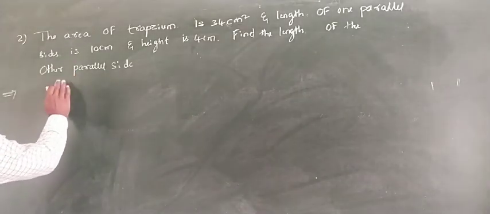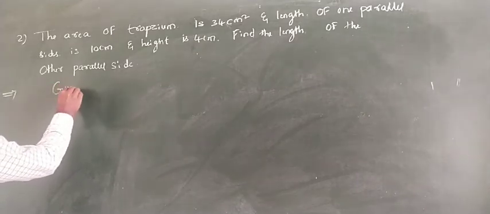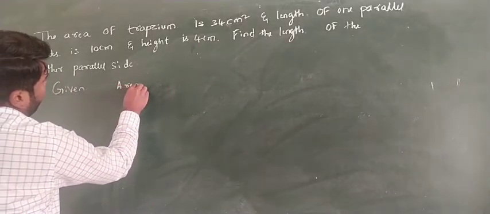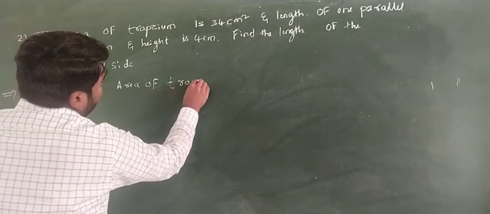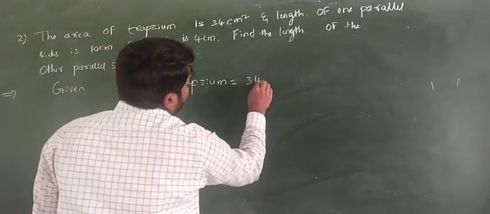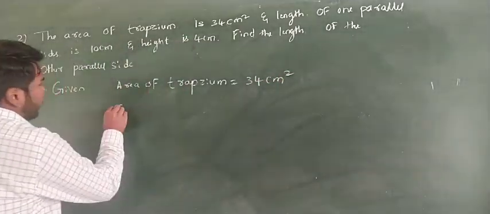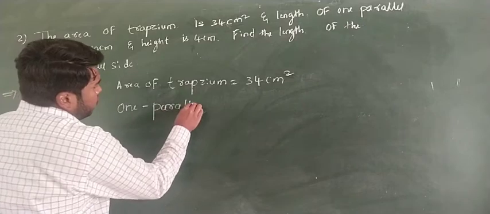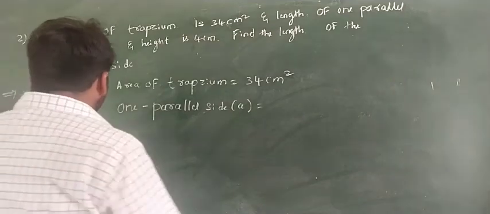So I will just write the given. What is given? The area of the trapezium is equal to 34 centimeter square, and one parallel side, that is A, is given as 10 centimeter.